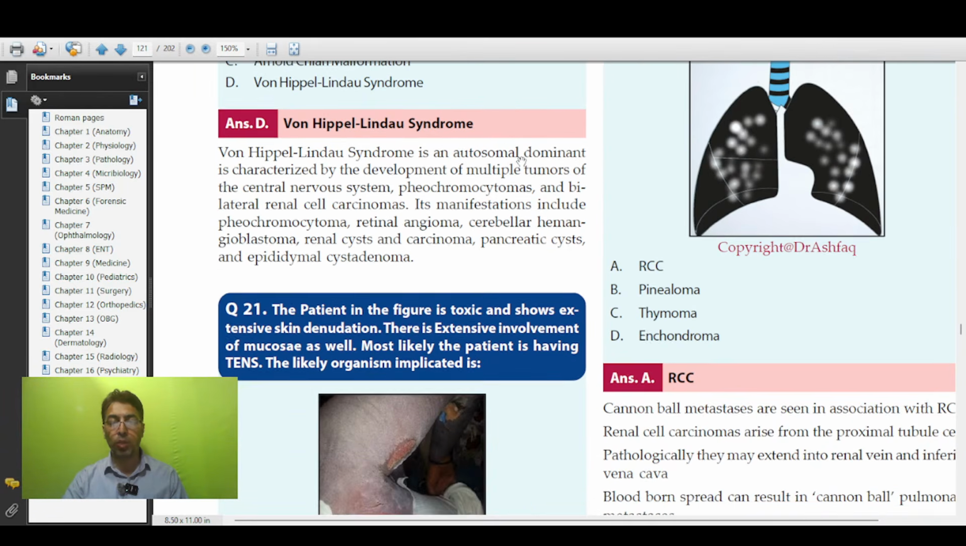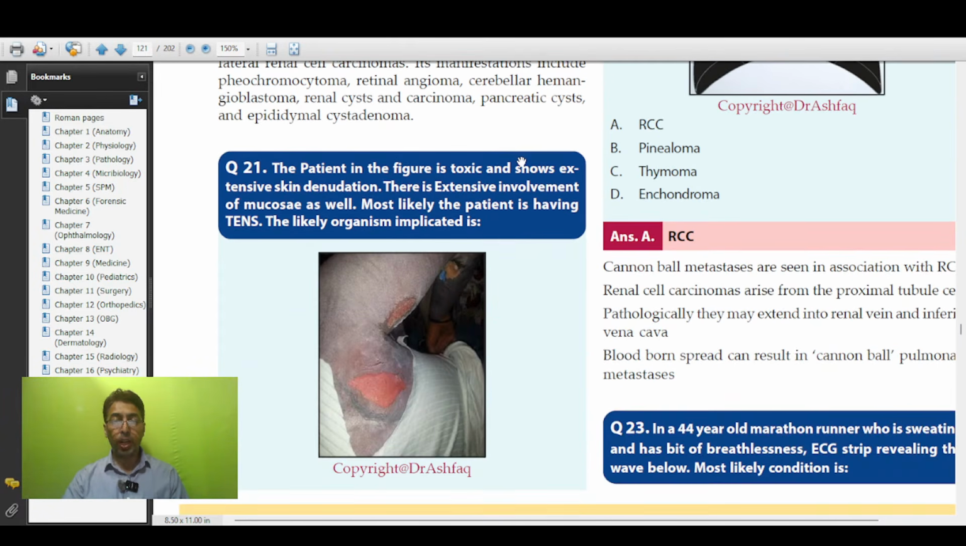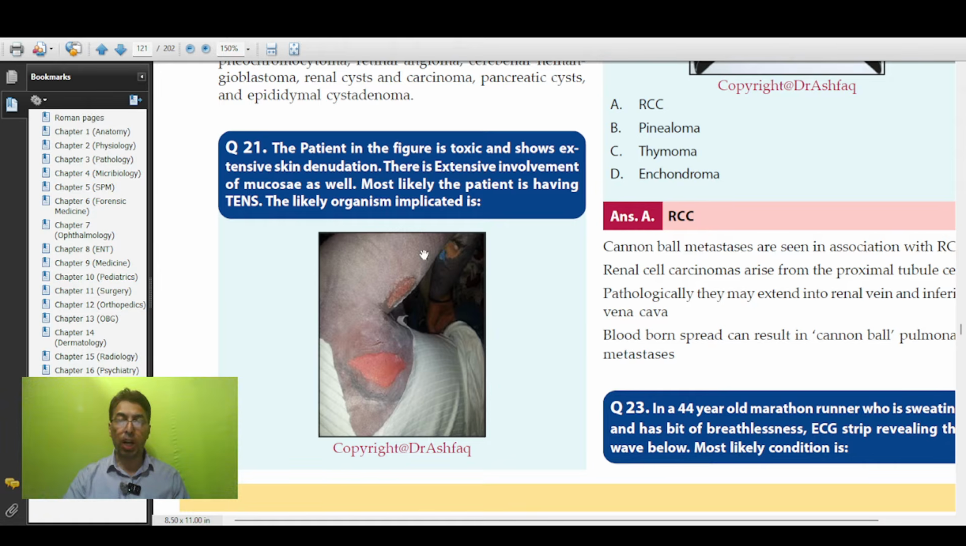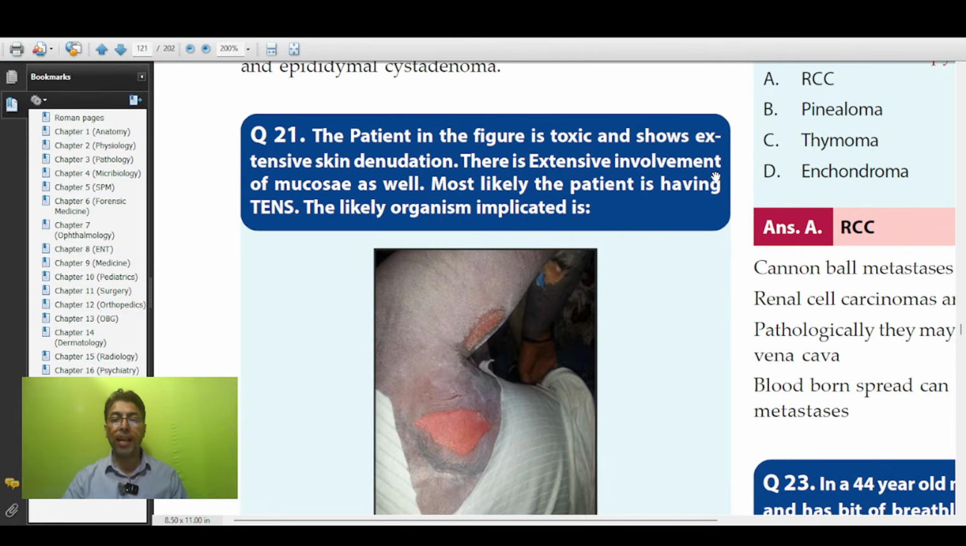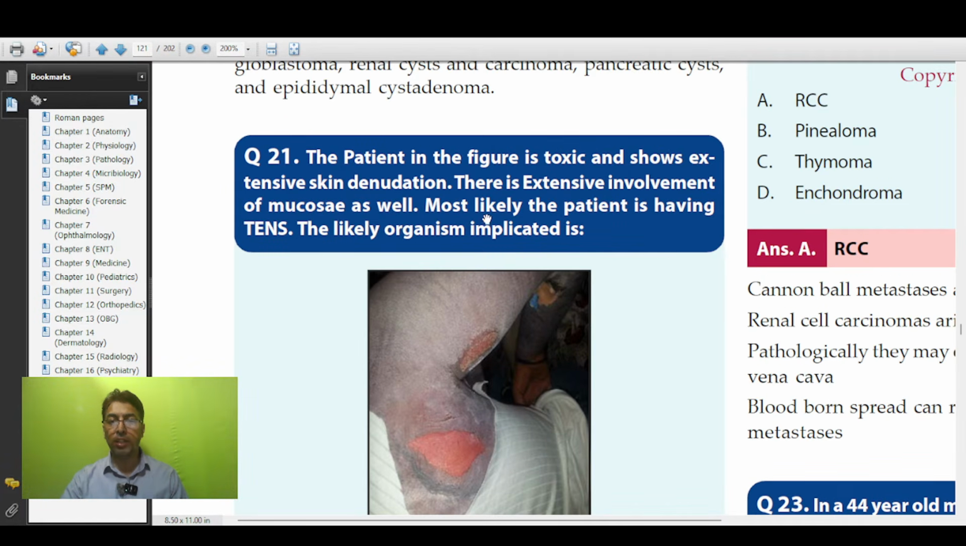Now going on to the next question. The patient in the figure is shown below, and it reads that the patient is toxic and shows extensive skin denudation. So you can see by the pointer that there are denuded patches of skin. There is extensive involvement of mucosae as well. Most likely the patient is having TEN, so the diagnosis is given there. The likely organism implicated is.